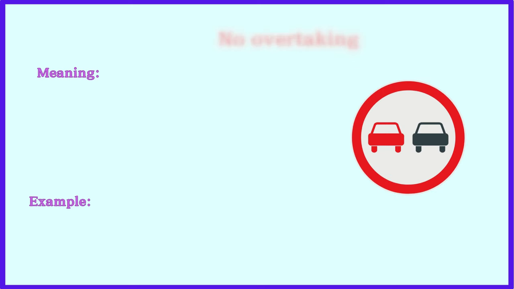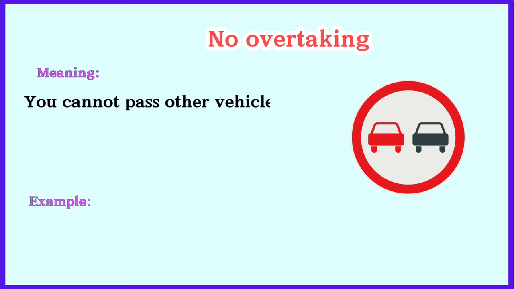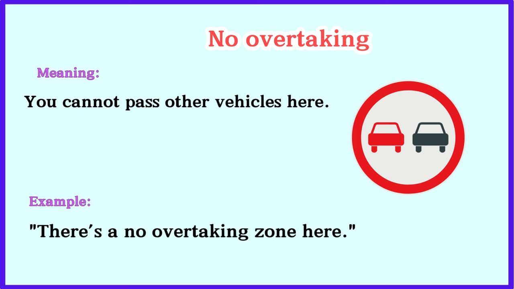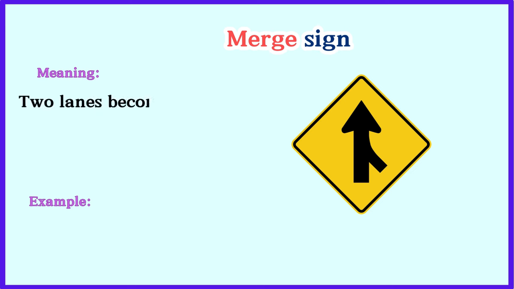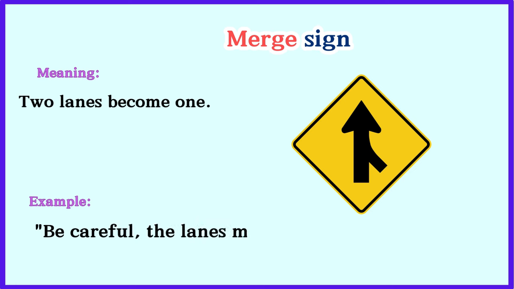No overtaking. Meaning, you cannot pass other vehicles here. Example, there's a no overtaking zone here. Merge sign. Meaning, two lanes become one. Example, be careful, the lanes merge ahead.